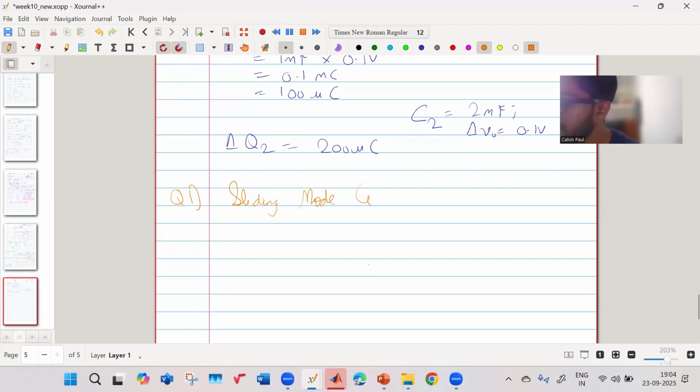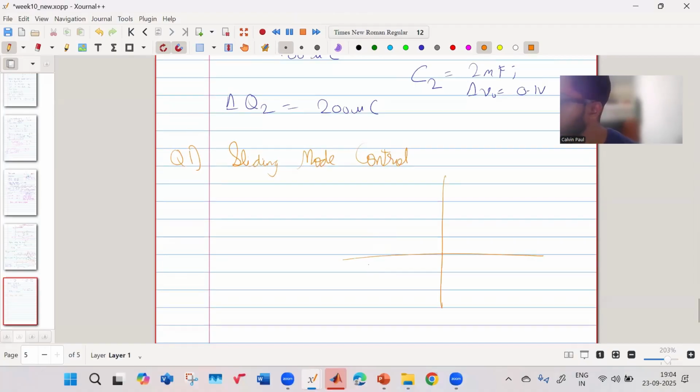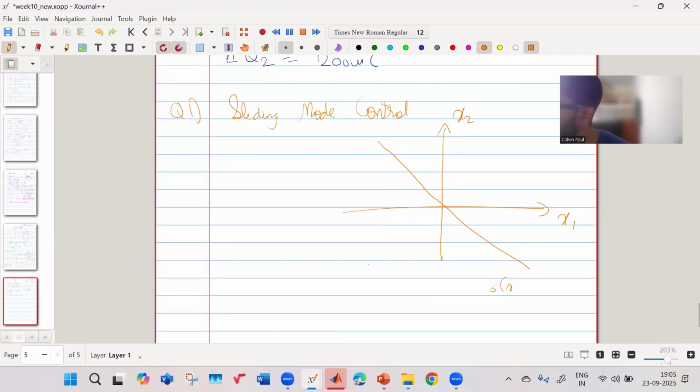Okay. So in sliding mode control, the objective is: you have some x1 and you have your x2. And there is one kind of sliding surface. This sliding surface is known as your sigma x, which in the cases we are limiting ourselves to is a linear surface. Since it is linear, it can be written as a straight line, whose expression we usually write as k1 x1 plus x2. It is a linear expression.